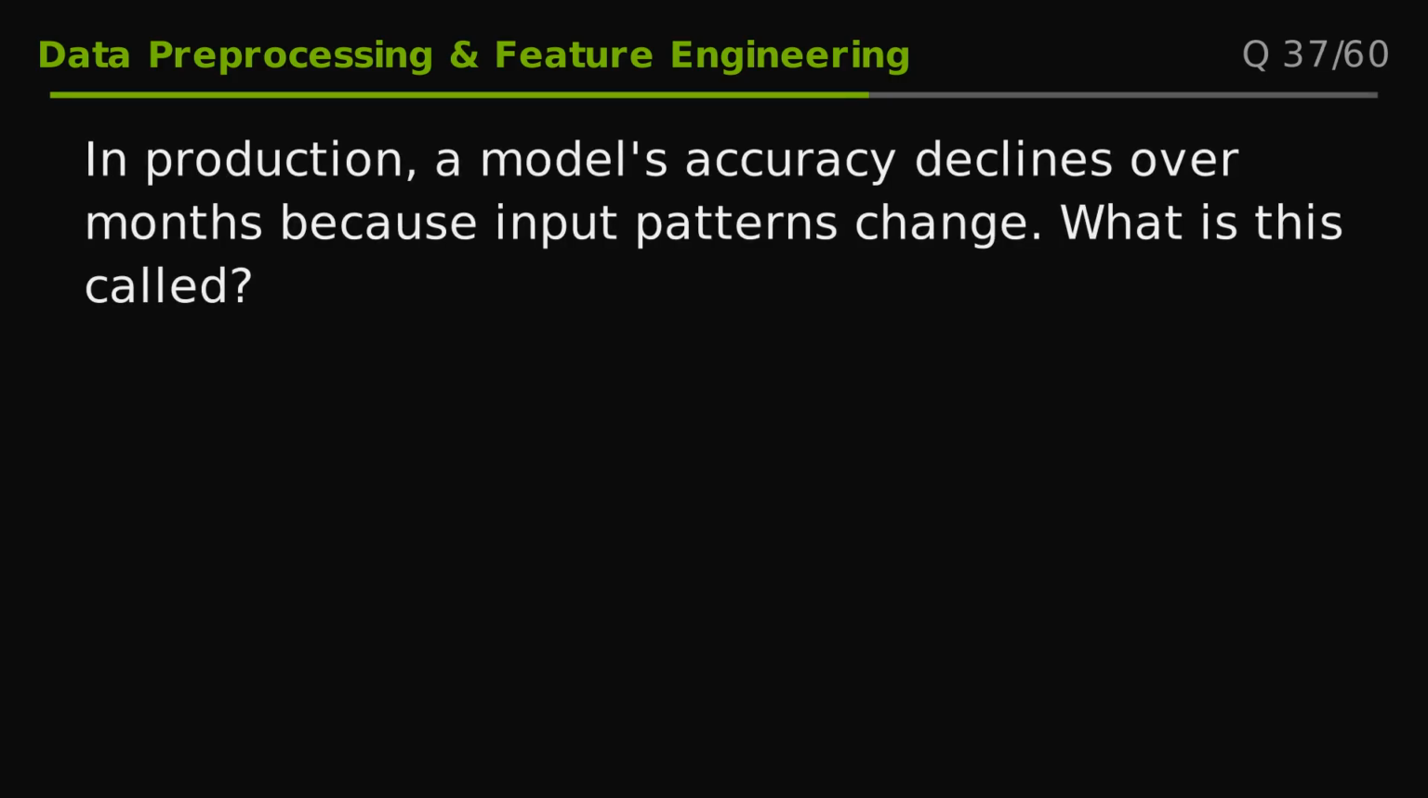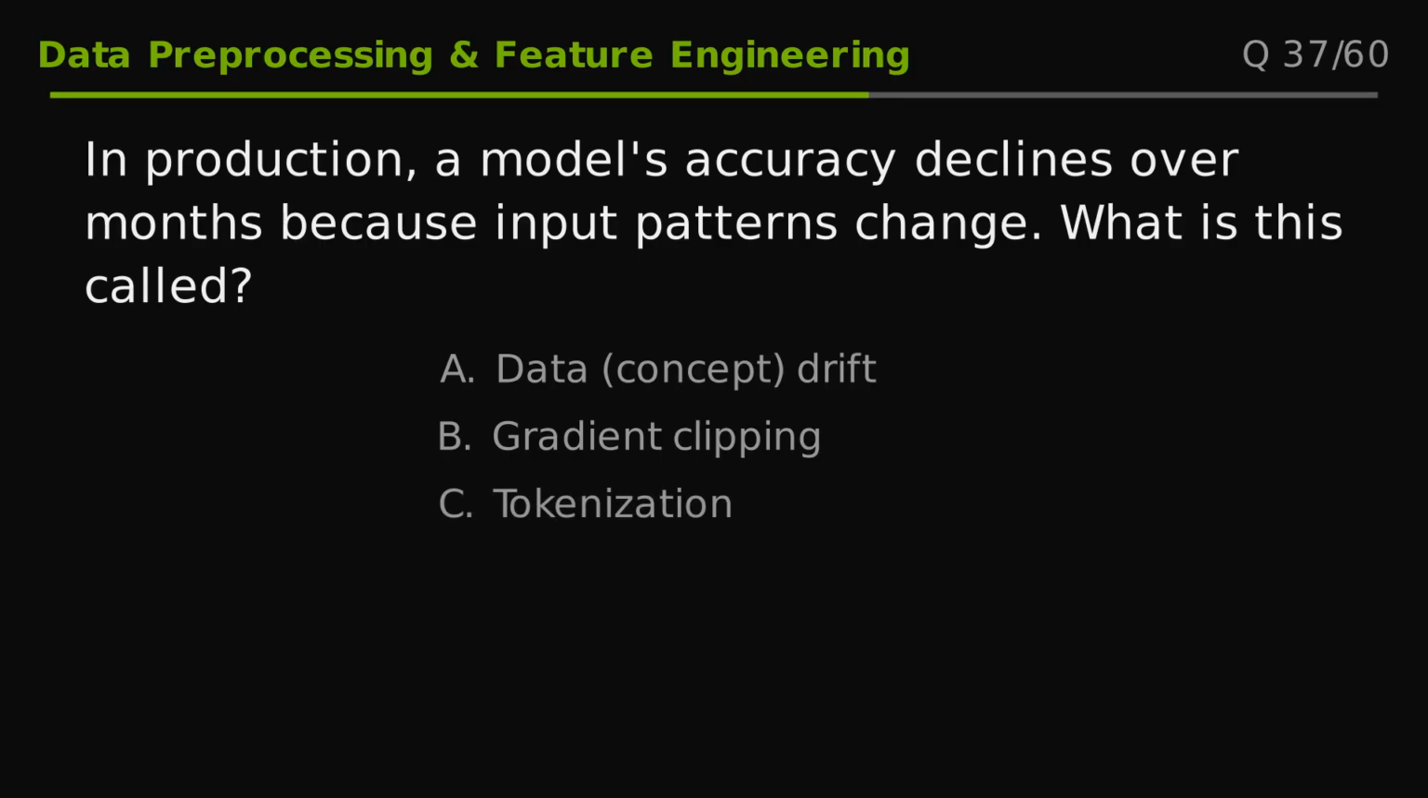Question 37. In production, a model's accuracy declines over months because input patterns change. What is this called? Option A. Data and concept drift. Option B. Gradient clipping. Option C. Tokenization. Option D. Overfitting to the test set.